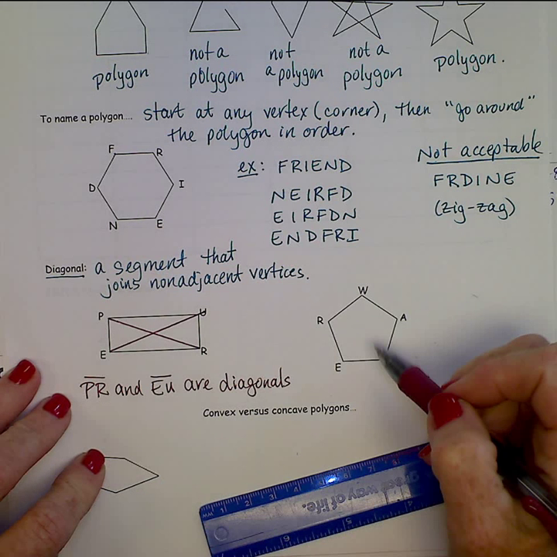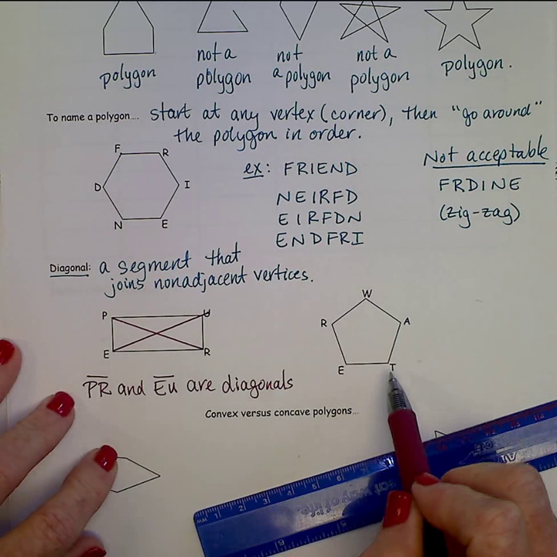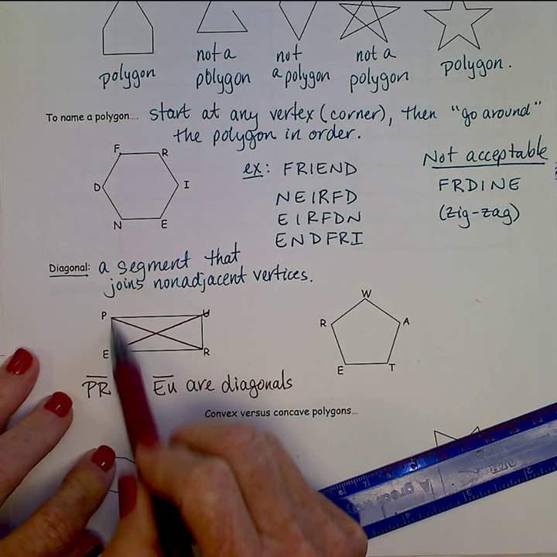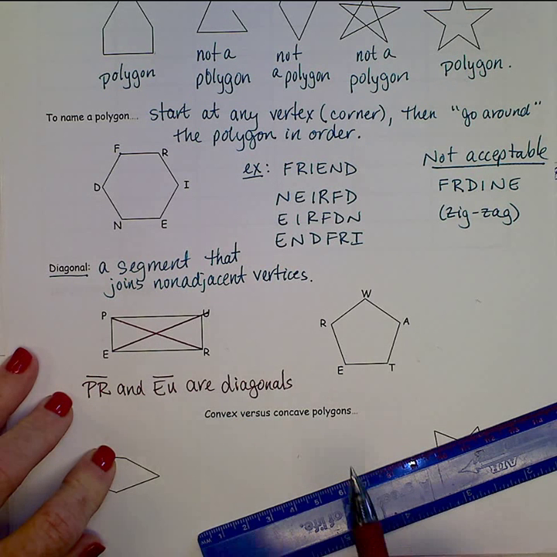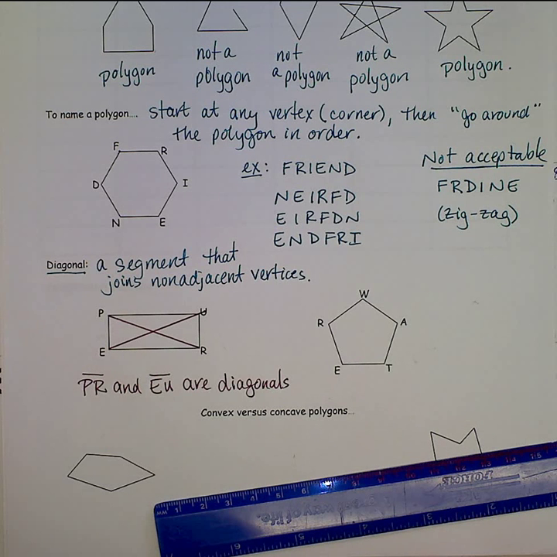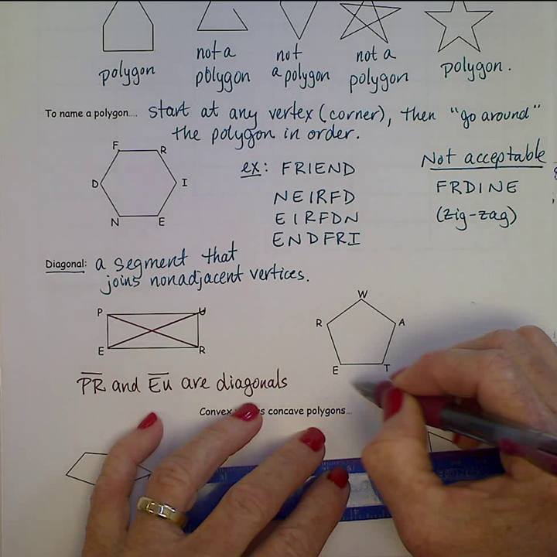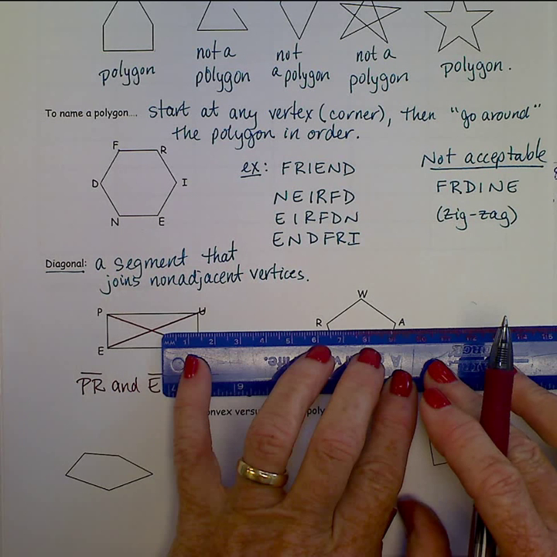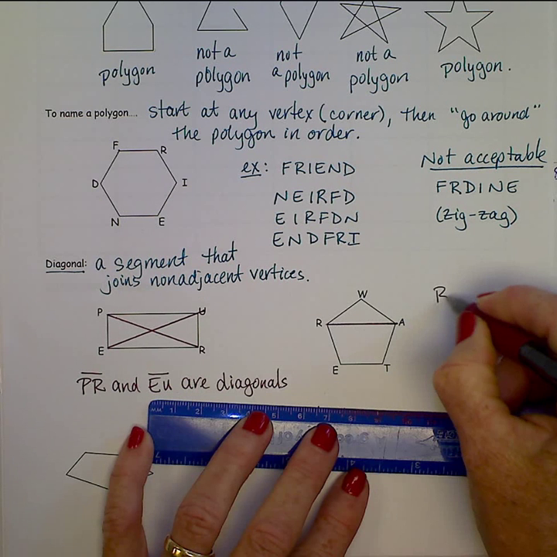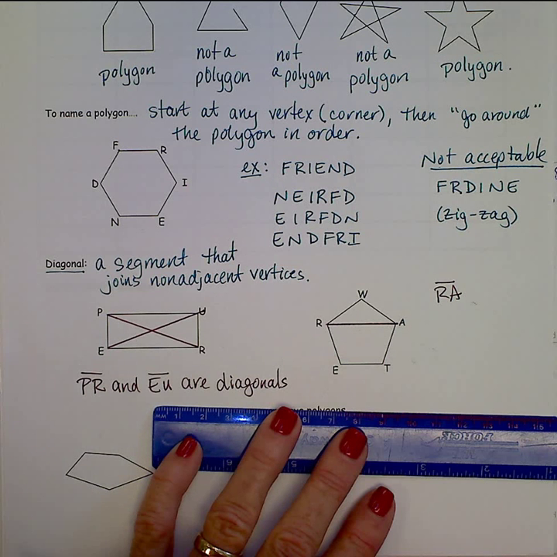In this next one over here, we need to talk about diagonals. You are used to seeing diagonals this way, where the sides are kind of running vertically and horizontally, and that diagonal is on a slant. Diagonals do not have to be on a slant. They just connect non-adjacent vertices. So if we look at this pentagon, 5 sides, here's a diagonal right there. RA is a diagonal because it connects non-adjacent vertices.